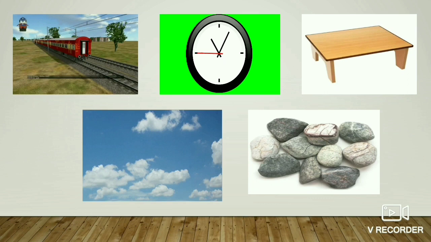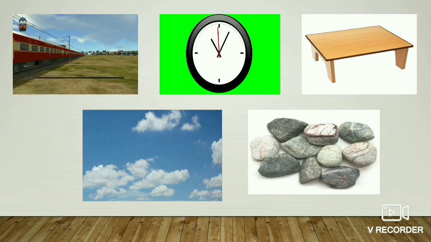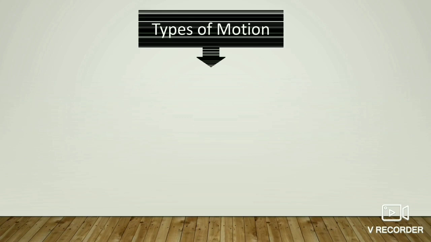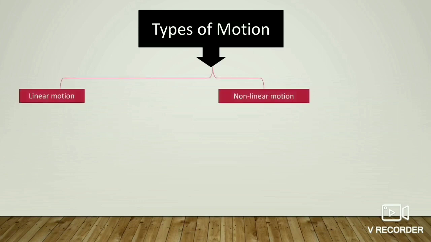Are the objects like clock or an electric fan moving from one place to other? No. Do you notice movement in any of their parts? The blades of a fan or clock, how are they moving? Is their movement similar to that of a train or a bird? To understand these differences, now we have to study some types of motion. There are two main types of motion: first, linear motion and second, non-linear motion.